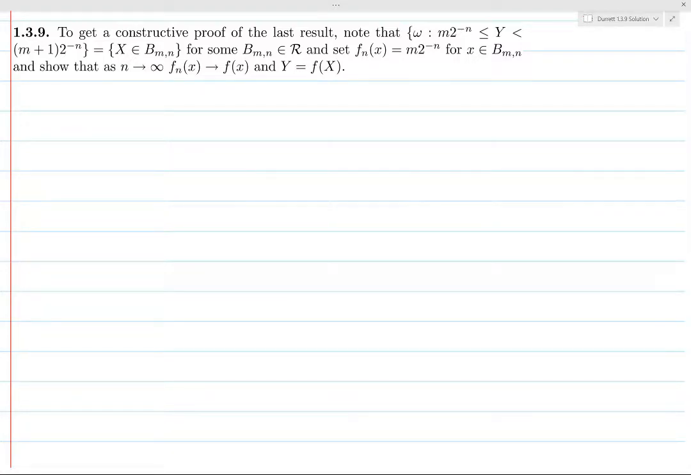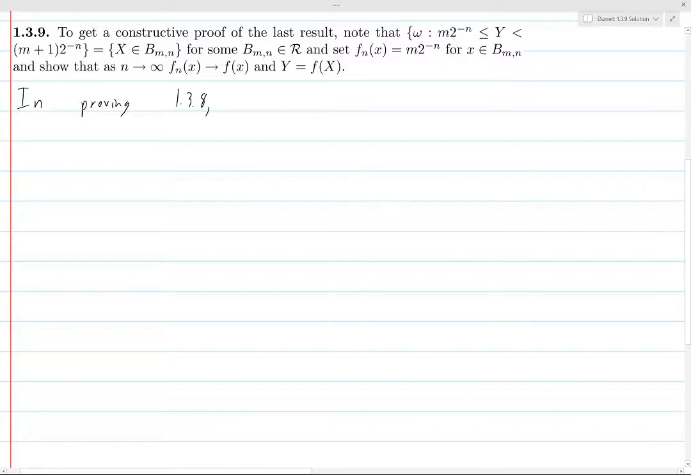All right, so we want a constructive proof of the last result. So let's start by just going over what the context is. So in proving 1.3.8, and you can go back and see what the statement of that is.